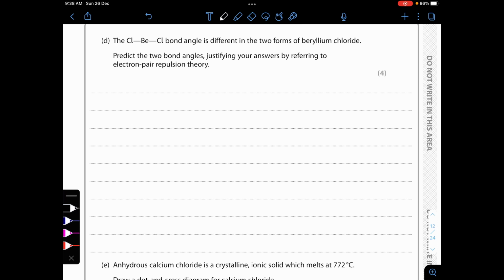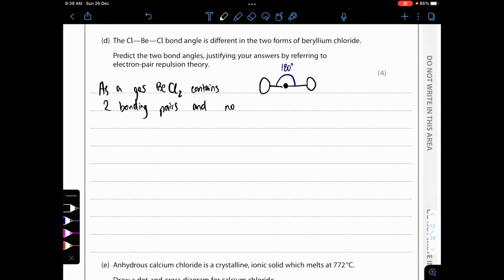The Cl-Be-Cl bond angle is different in the 2 forms of beryllium chloride. Predict the 2 bond angles, justifying your answers by referring to electron pair repulsion theory. So as a gas, this is molecular. BeCl2 will probably look something like this. If we draw our BeCl2 molecule, we will actually get 180 degrees here. Because why? Because BeCl2 contains 2 bonding pairs, and you can see there are no lone pairs.